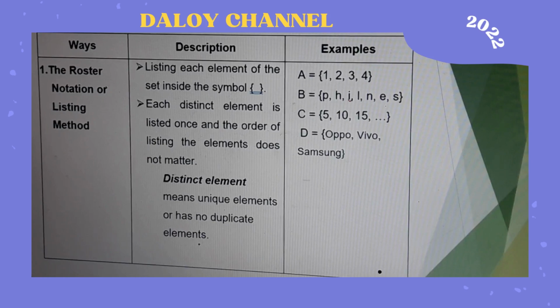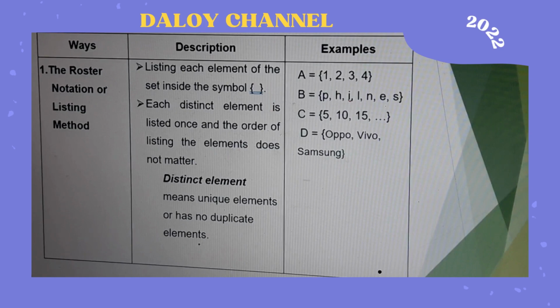Examples: we have set A, the roster of numbers 1 up to 4: 1, 2, 3, 4. Letter B, we have the listing of all the letters within the word Philippines. You'll notice that we mention the letters only once, like P, H, I once, and P once, then L, N, E, S.